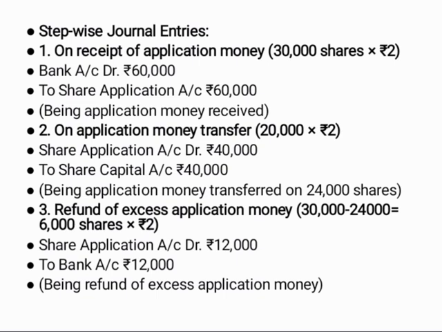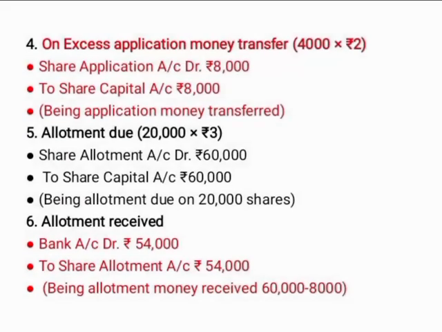So we have to post 2 more journals. One is share application account debit to bank. That is, we have to refund the excess money. That is 6,000 into 2, 12,000 we have to return, being the non-allottees' application money refunded. The fourth one is we have to adjust the application money. The fourth journal is the pro rata adjustment. That is, the application money has to be transferred to allotment. That is 4,000 into 2, that is 8,000 has to be transferred to share allotment account.